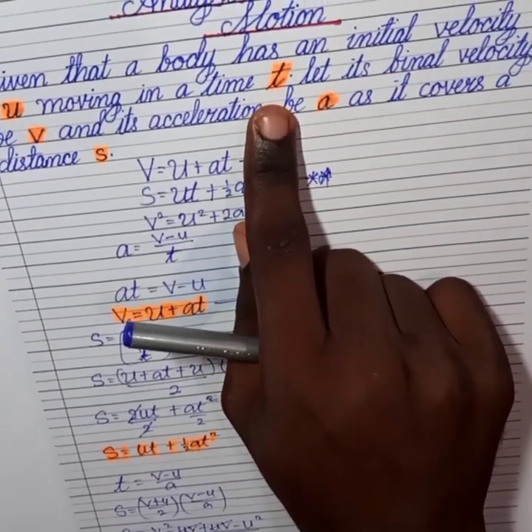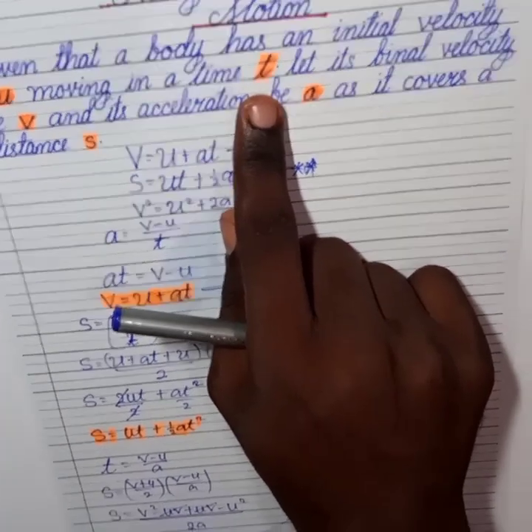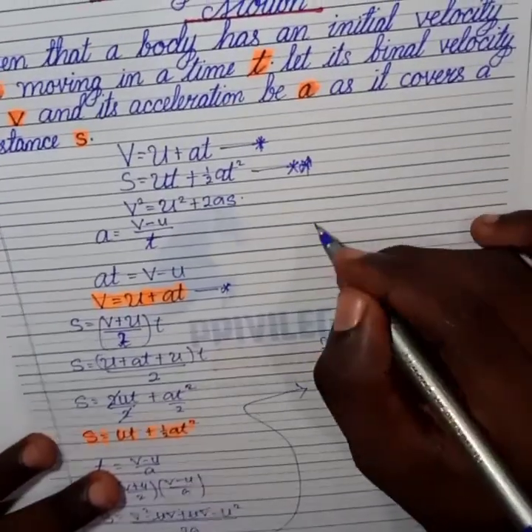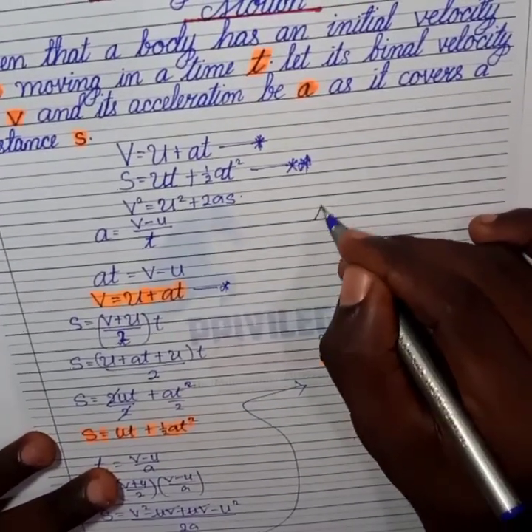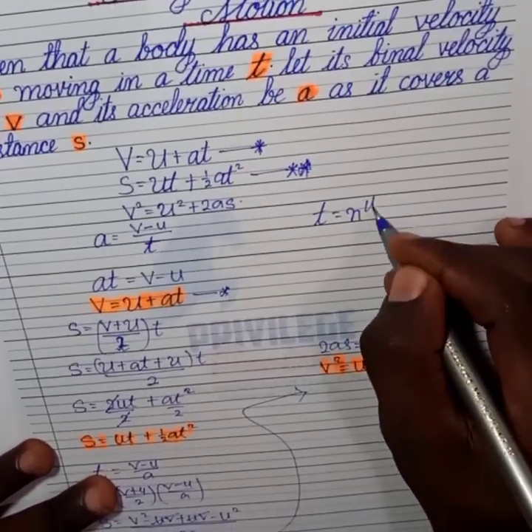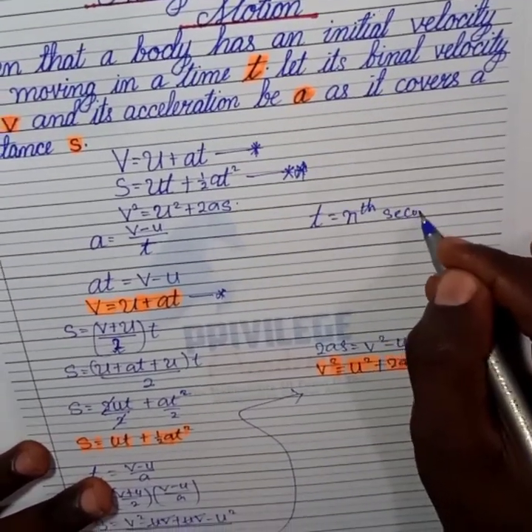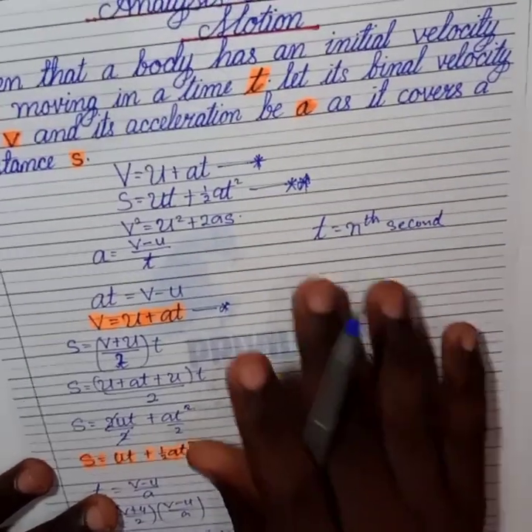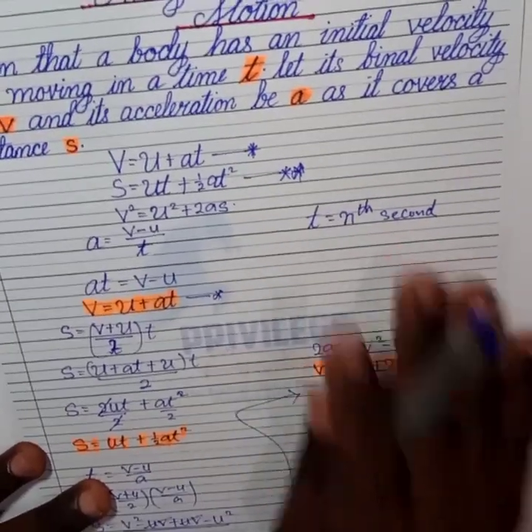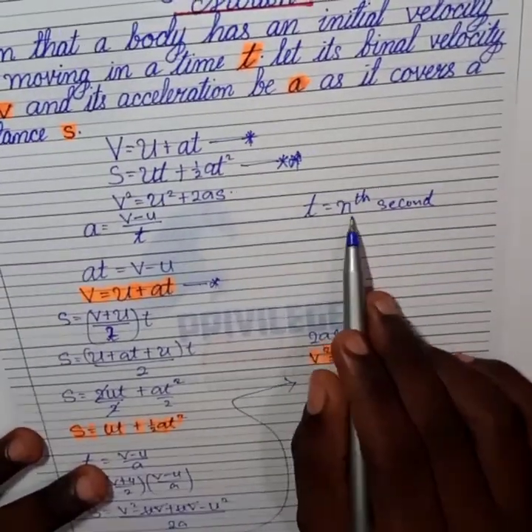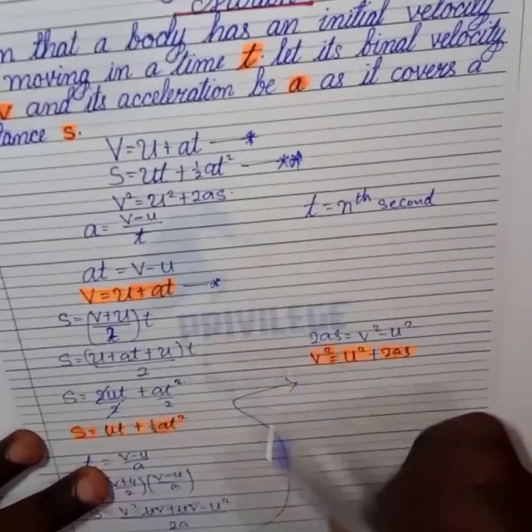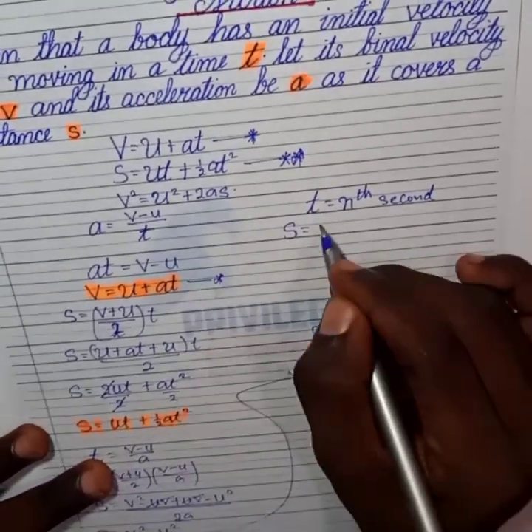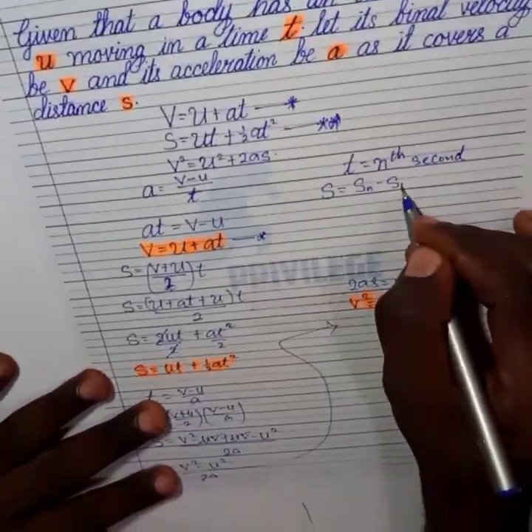And I'm going to tell you something about the time also. The time is usually a tricky aspect of questions in motion. In case you are given that time is in the nth second, you have to be careful. Let's take for instance that your time is given in the nth second and you are looking for distance covered. Your distance covered is going to be S equals Sn minus Sn minus 1.